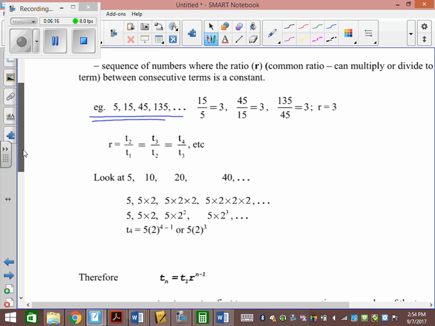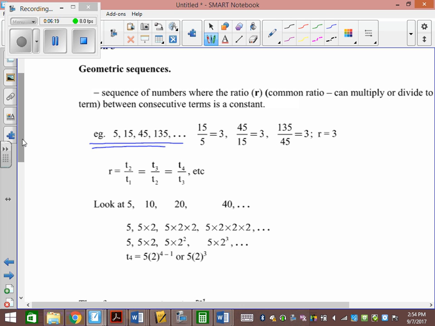But geometric sequences are a sequence of numbers where the ratio r, common ratio, can multiply or divide between the terms. So we've used d up until now, and it's a common difference. It's what you add, you go up by, or what you subtract, what you go down by, right? That was d. Well, geometric actually goes up by multiplication or division. So that would be like 2, 4, 8, 16 if I was multiplying by 2, right? Or it could be 16, 8, 4 dividing by 2, okay?